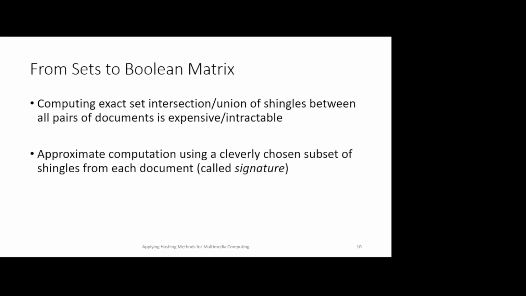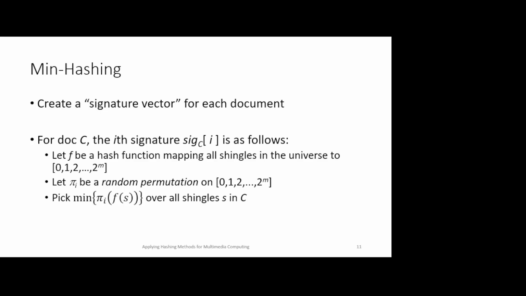Okay, so this is our idea. Maybe we can generate a compact representation for each shingle set. Next we will talk about how to generate the signature from the shingles. A signature usually means very compact features, and we use it to compute the similarity between the documents.